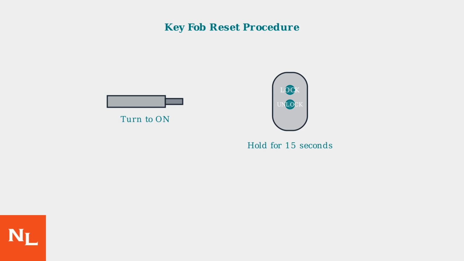Press and hold both buttons simultaneously for exactly 15 seconds. After 15 seconds, turn the key to off and remove it. Wait 10 minutes before testing the system to allow the reset to complete. If the key fob reset doesn't work, try a body control module reset by disconnecting the battery.